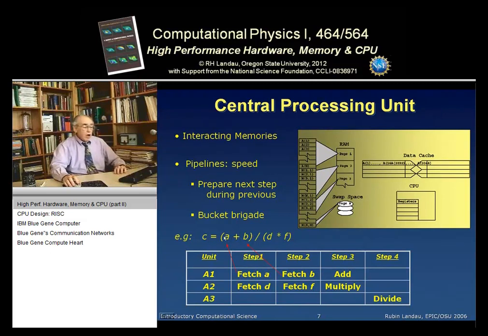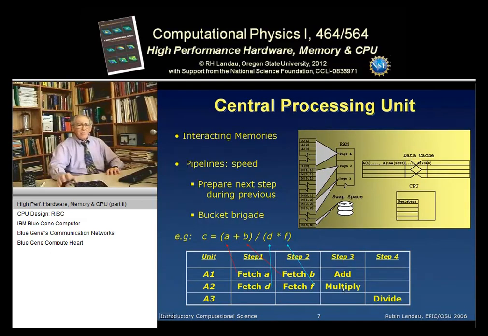So the one unit, let's say unit A1 on the central processing unit, in the first step will fetch A, and then in the second step we'll fetch B, and then in the third step we'll do what? We'll add them together. But simultaneously with that, unit A2 can be, so another cache unit, okay, can be fetching D, and then the next step be fetching F, and then in the third step can be multiplying them together.